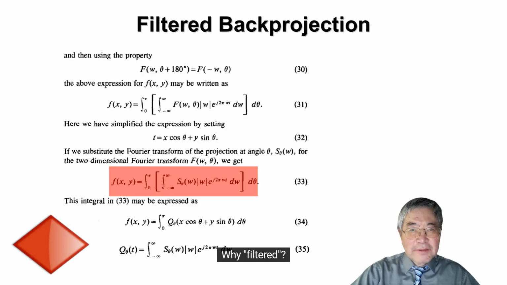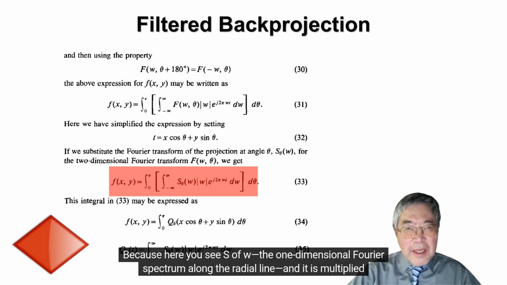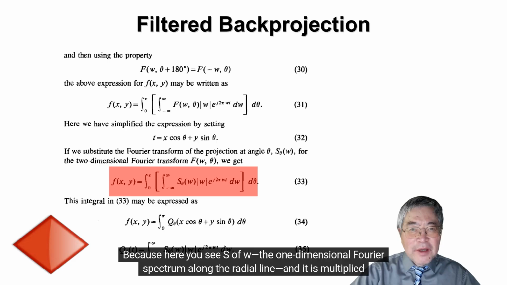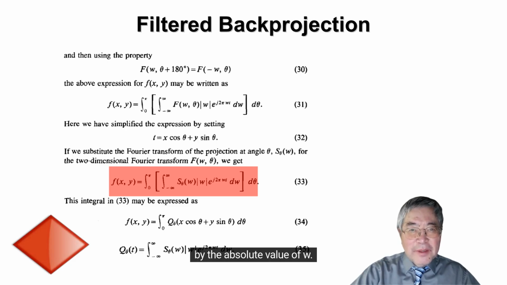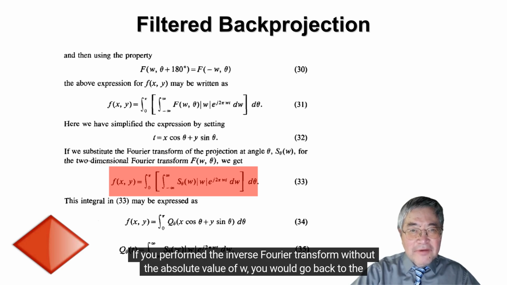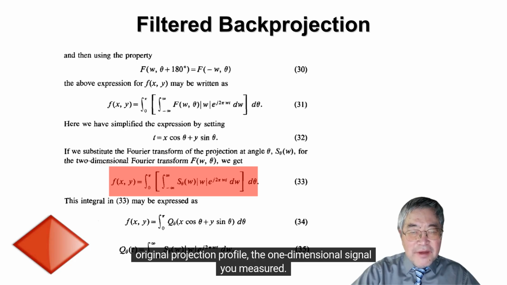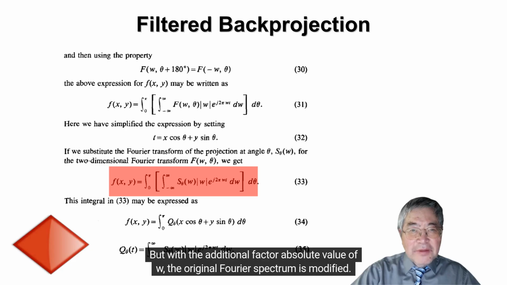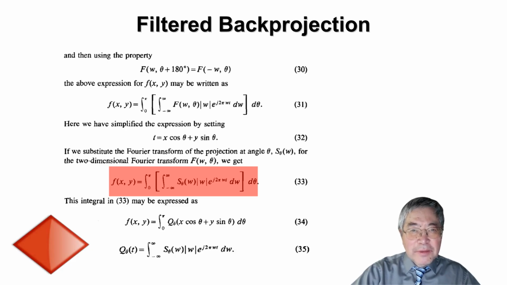Why filtered? Because here you see S of W, the one-dimensional Fourier spectrum along the radial line, and it is multiplied by the absolute value of W. If you performed the inverse Fourier transform without the absolute value of W, you would go back to the original projection profile, the one-dimensional signal you measured. But with the additional factor absolute value of W, the original Fourier spectrum is modified.